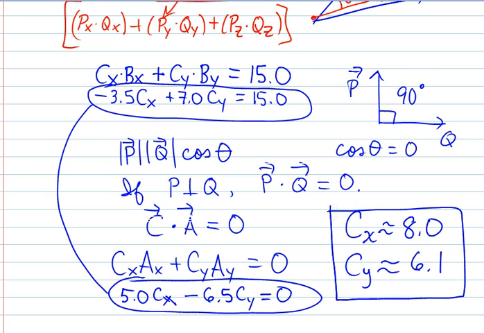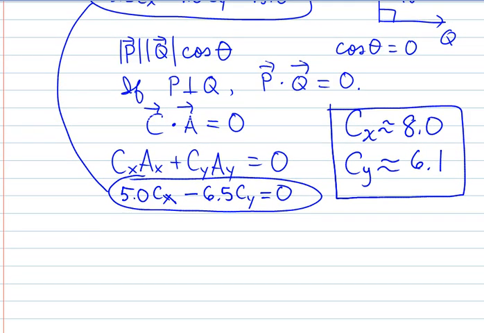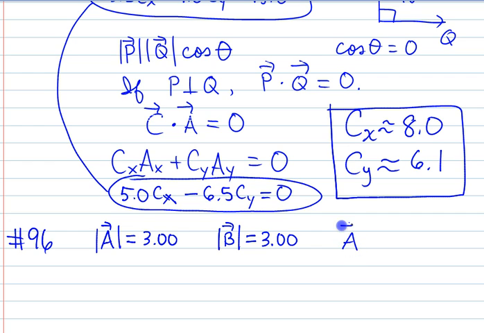Okay, so that's a short review of the dot product. The cross product is very similar. So this is number 96. In 96, we're given that vector A has a magnitude of 3 and vector B has a magnitude also of 3. And we're given that the cross product of A and B is equal to 2i minus 5k hat. And what we want is the angle between them.